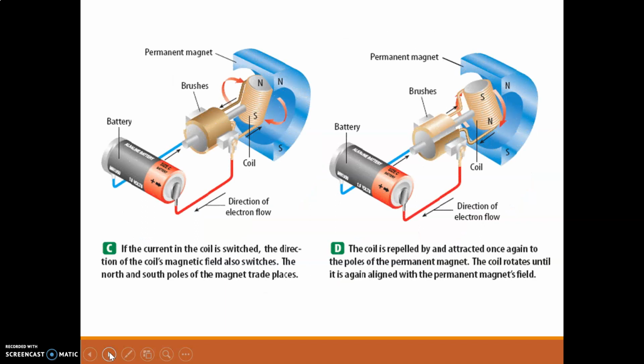And then once that happens, the battery is going to switch, and that north and south pole of the magnet are going to trade places. So the coil is going to repel and attract once again for the poles to be switched. So that permanent magnet is constantly being repelled by that electromagnet. And then the coil rotates again until it's aligned in that magnetic field.